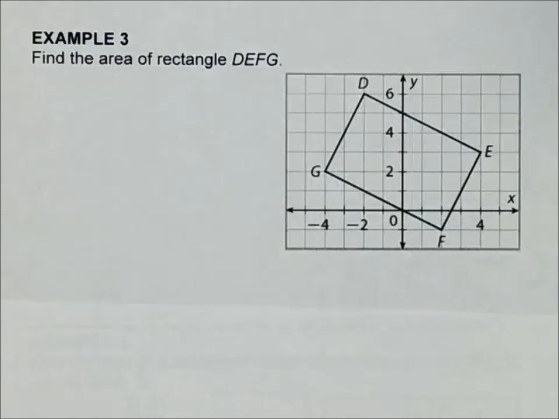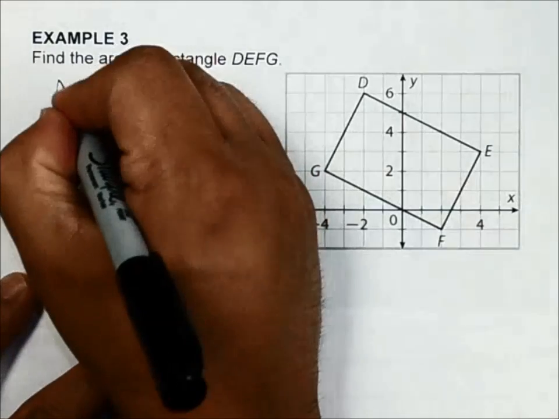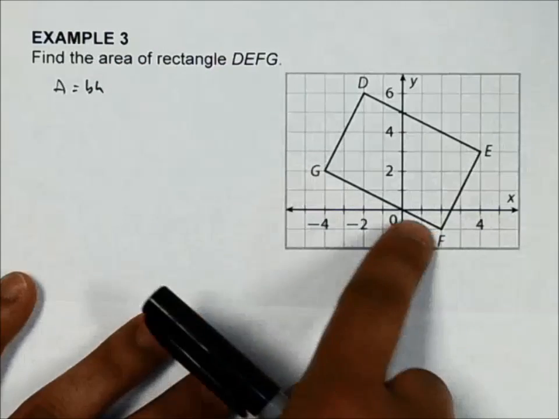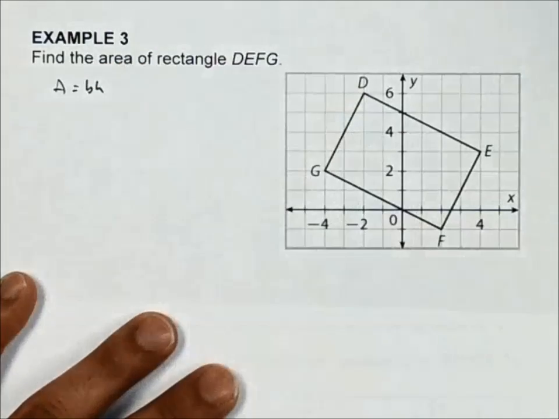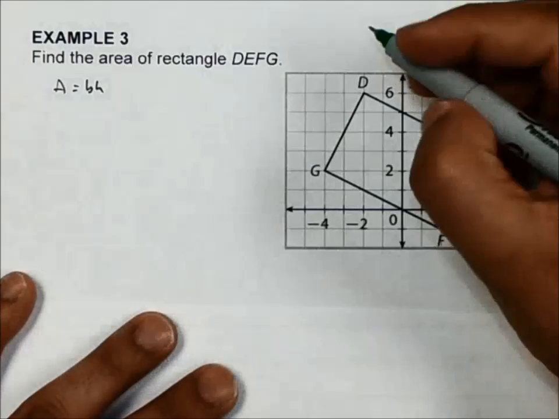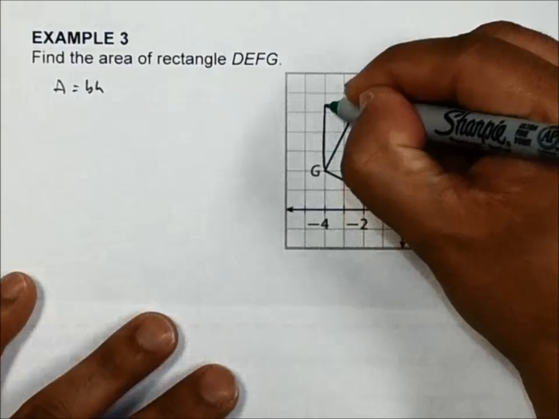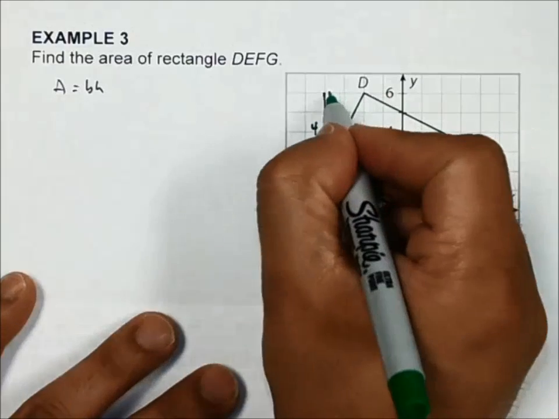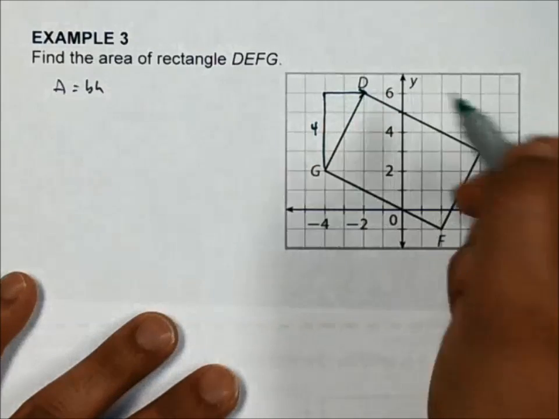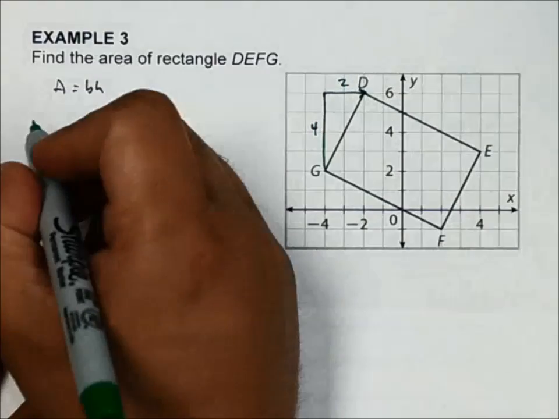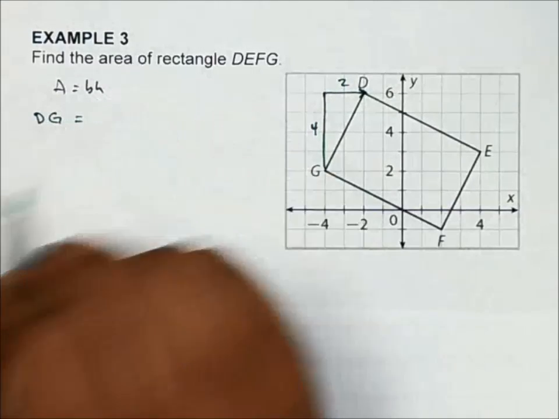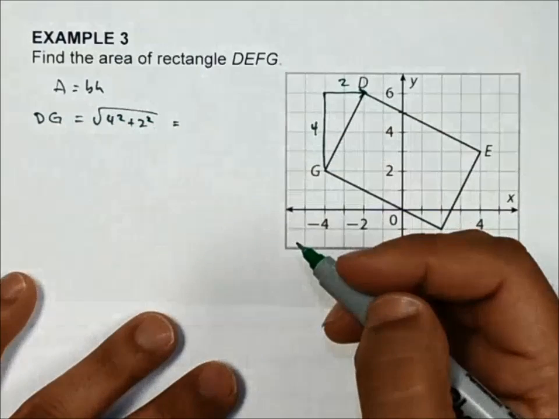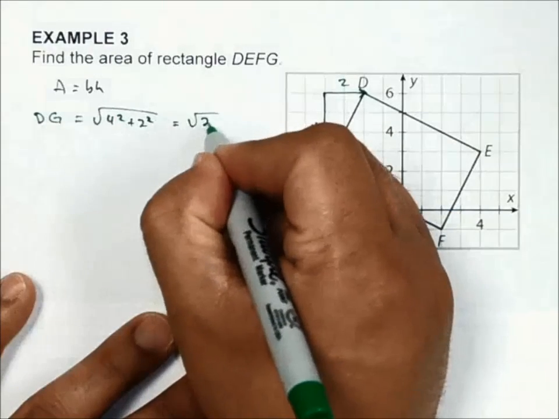Alright, next one I'm going to use a rectangle for this, and again the area of a rectangle is going to be base times height. And I'm going to use FG and DG for my base and my height. So again, I want to count how many units I'm going this way, which is going to be 4. And then I want to count how many units I'm going to the right, that's going to be 2. So DG is going to be equal to the square root of 4 squared plus 2 squared, which comes out to the square root of 20.